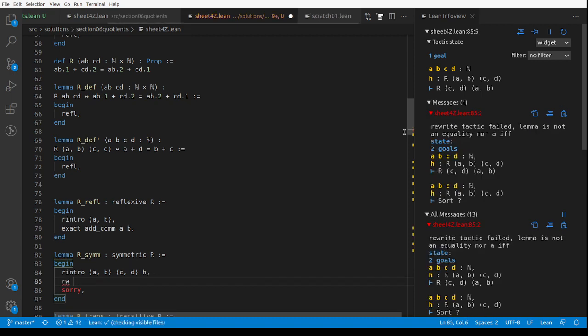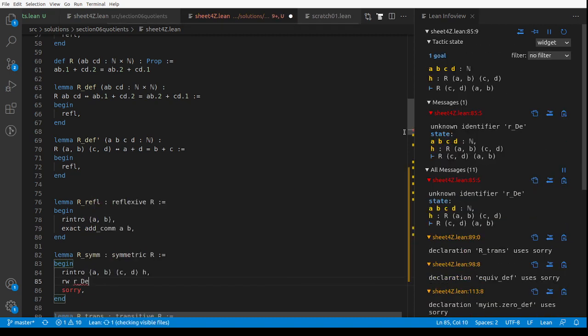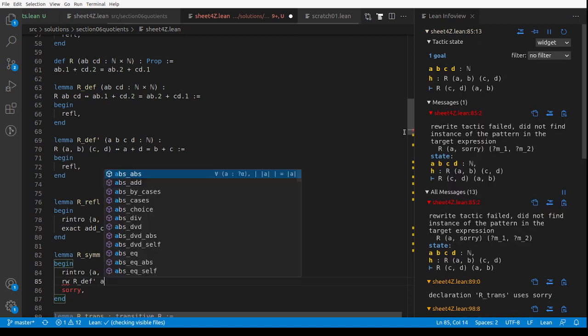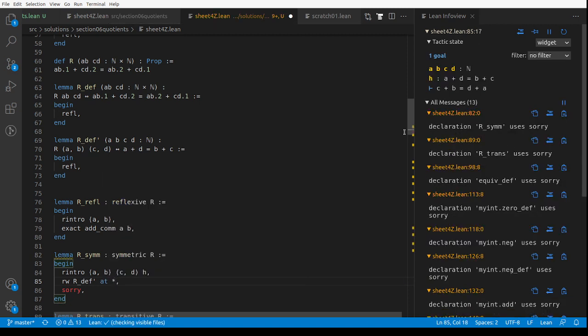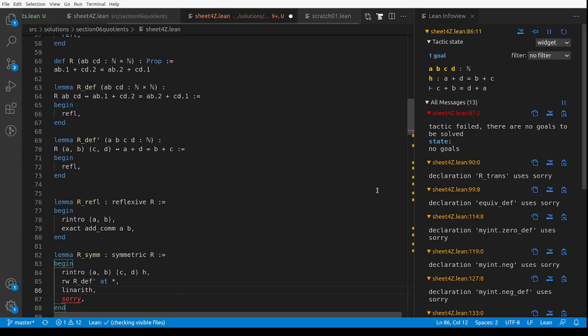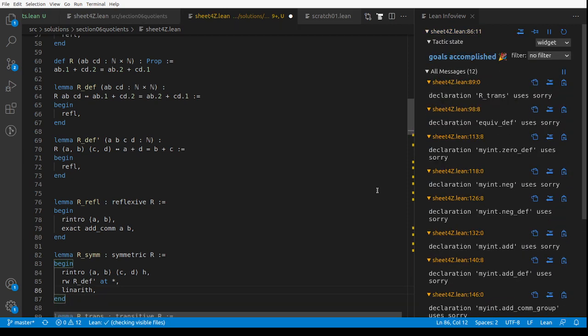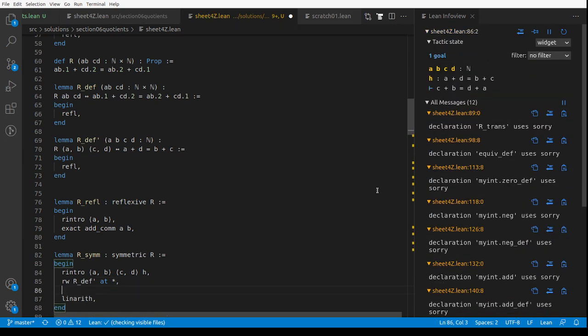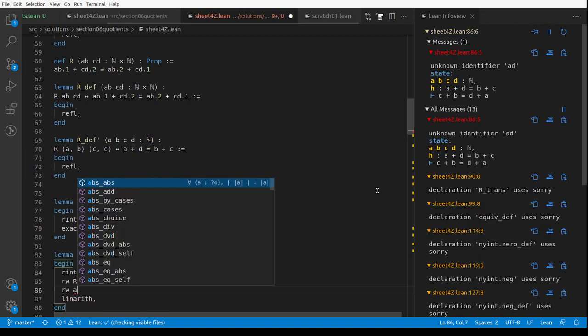So let's rewrite RDEF primed at everywhere, and then what somehow made this thing feasible was I realised that linarith solves this. I was in the previous sheet. You see, look at that. In the previous sheet, I was like, yeah, well, now we've got to sort of rewrite. What have we got to do?